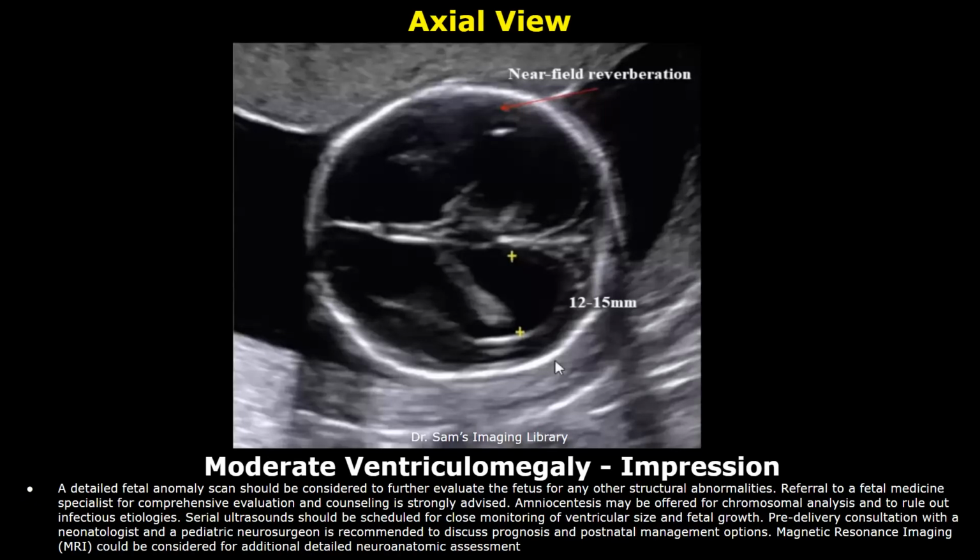A detailed fetal anomaly scan should be considered to further evaluate the fetus or any other structural abnormalities. Referral to a fetal medicine specialist for comprehensive evaluation and counseling is strongly advised. Amniocentesis may be offered for chromosomal analysis and to rule out infectious etiologies. Serial ultrasounds should be scheduled for close monitoring of ventricular size and fetal growth.